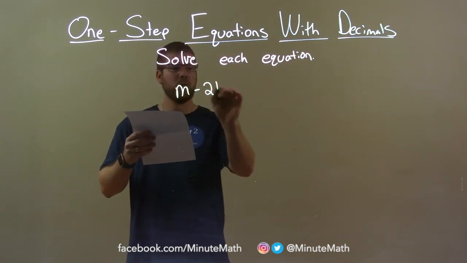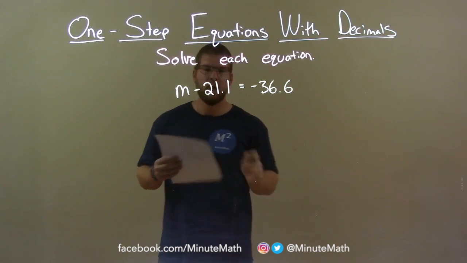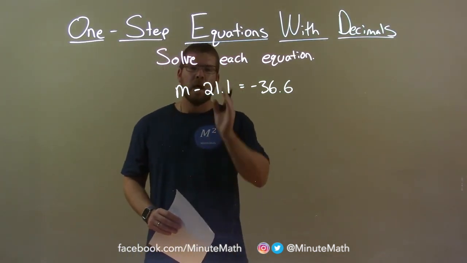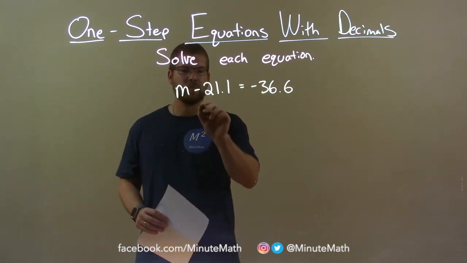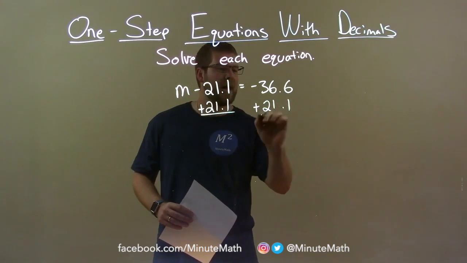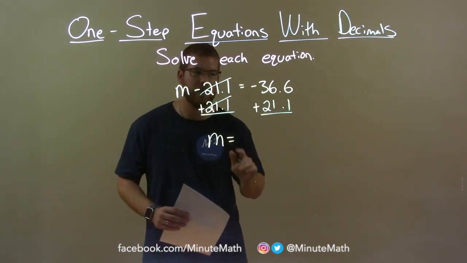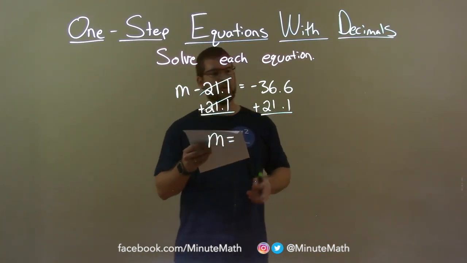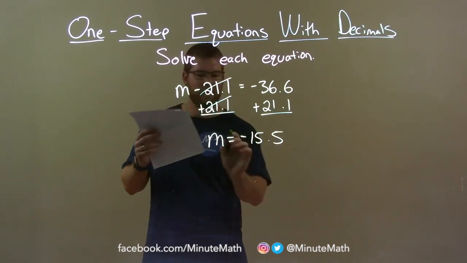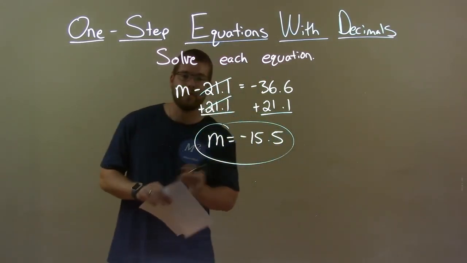m minus 21.1 equals negative 36.6. I want to get m by itself. It's being subtracted by 21.1. Opposite of subtraction is addition. So if I add 21.1 to both sides, I can eliminate the 21.1s on the left, giving me m by itself. Now negative 36.6 plus 21.1 is negative 15.5, and so our final answer is just m equals negative 15.5.